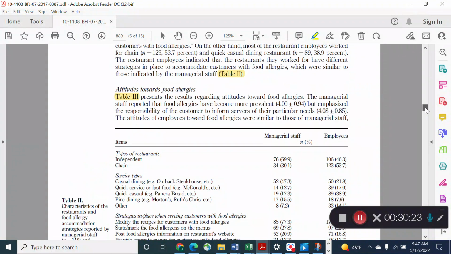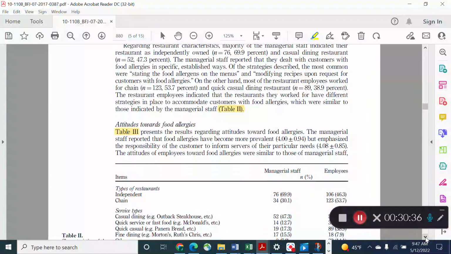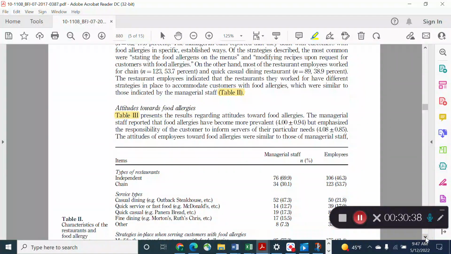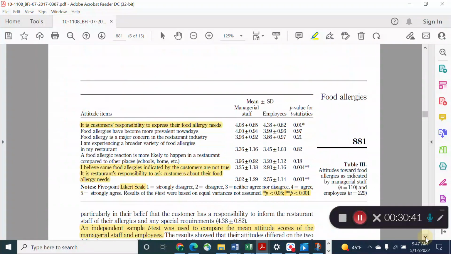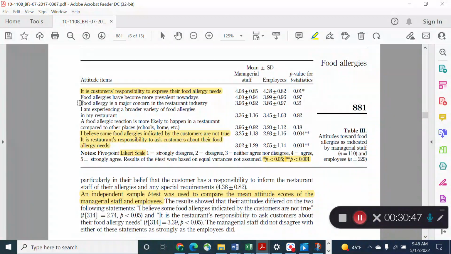So this table is related to this last paragraph, sort of in the descriptive stuff. And then the next section of our results are attitudes toward food allergies. So I'm going to go ahead and skip down to table 3, and we'll talk a little bit about this. So these were the attitude questions.